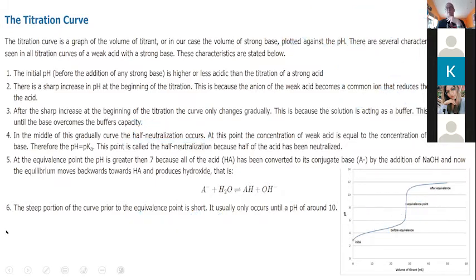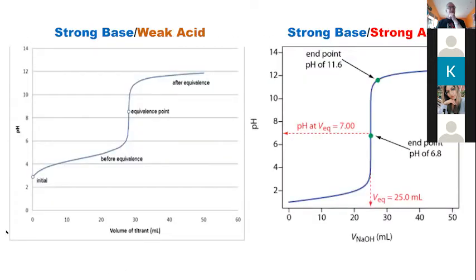So this is all background information that you should have in the write-up. I just want to explain it. So here's a strong base weak acid titration. This is the one we're going to be doing today. And this is a titration between a strong base and a strong acid. Why do they look so different? What looks different about them? Can you name some things that look different about them?